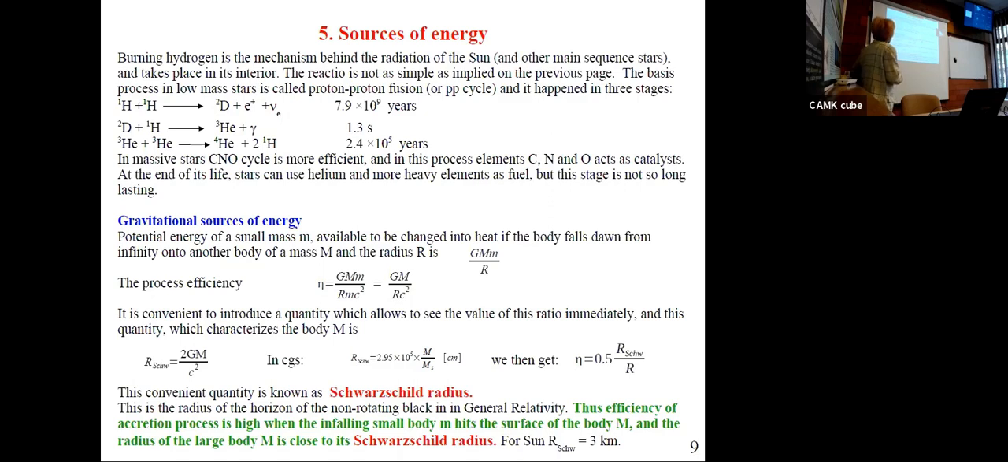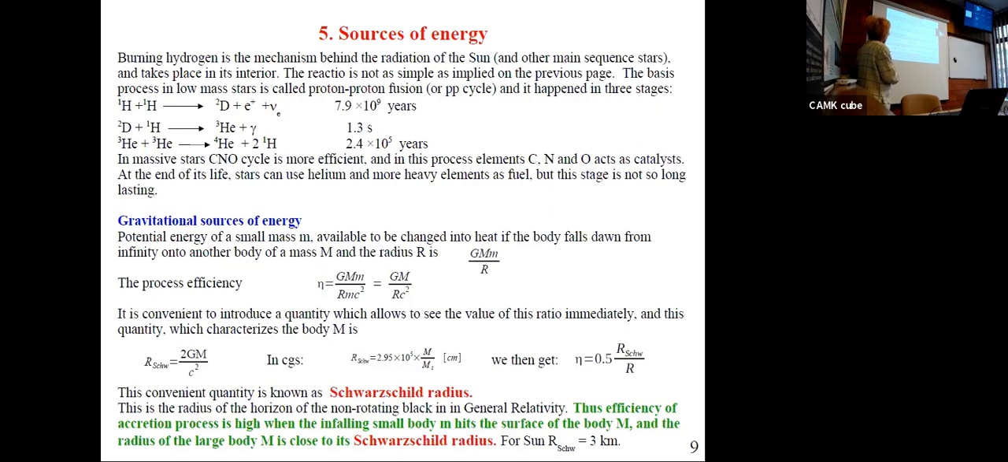So in the case of infall of a small test particle of mass small m on another body of mass large M and radius r, the potential energy which can be dissipated is given by the product of those two masses and inversely proportional to r. So we can calculate the efficiency, and the efficiency, of course, does not depend on this small test mass.